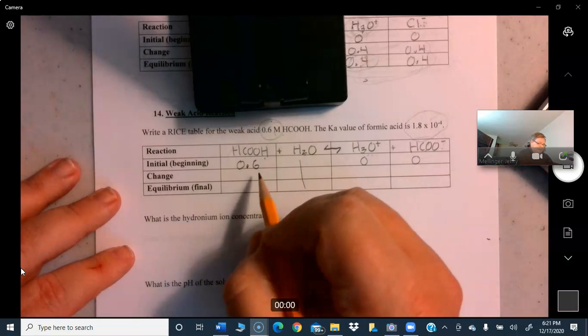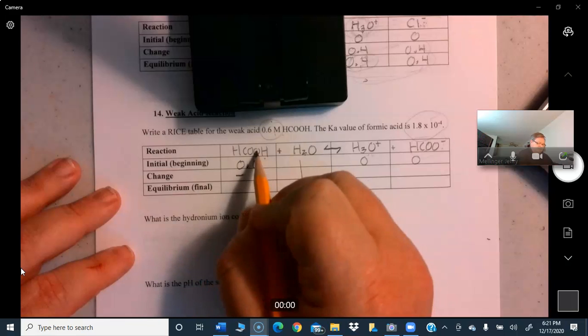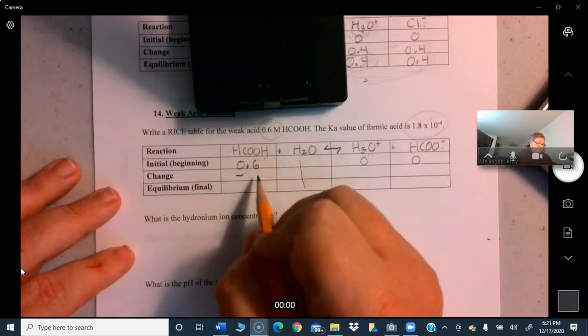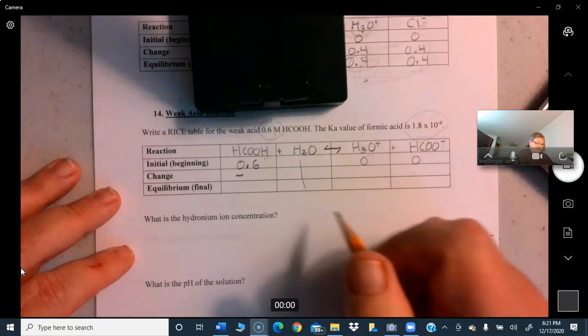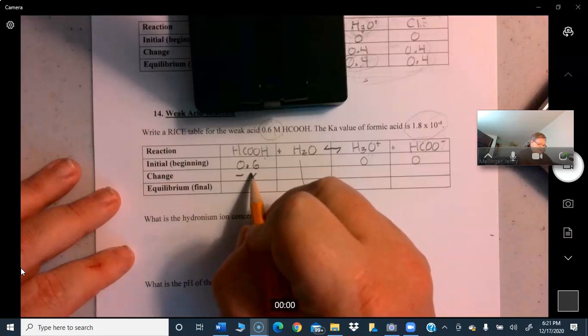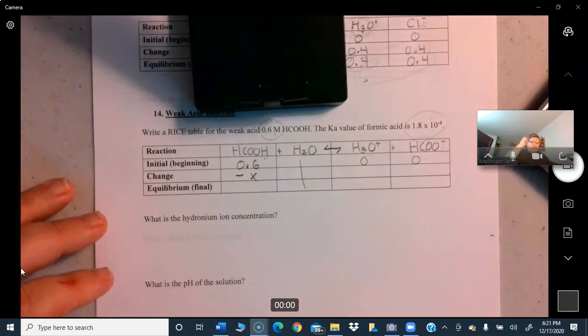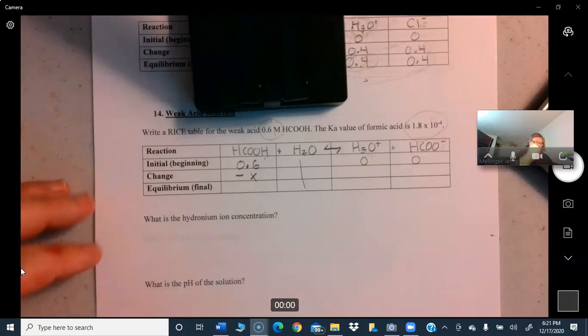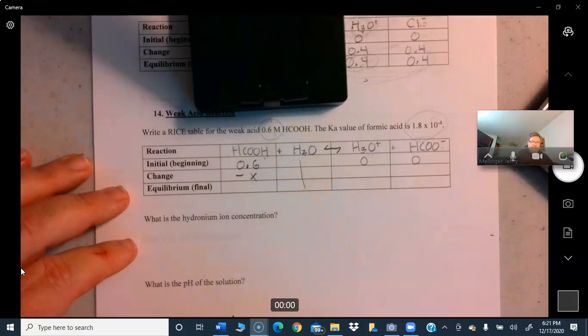Okay, so this is going to be minus, because this is going to be decreasing. It's going to decrease on this side, increase on this side, so it's minus x. X is the unknown. That's what we're trying to figure out, is how much is it decreasing, or what do we end up with at equilibrium.